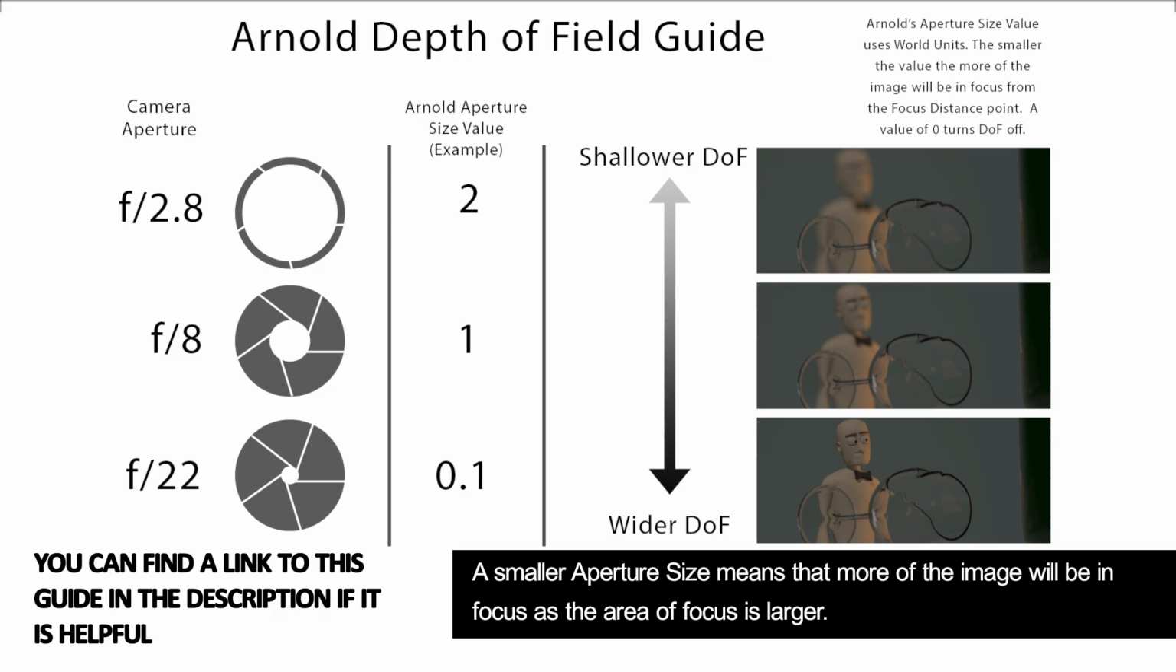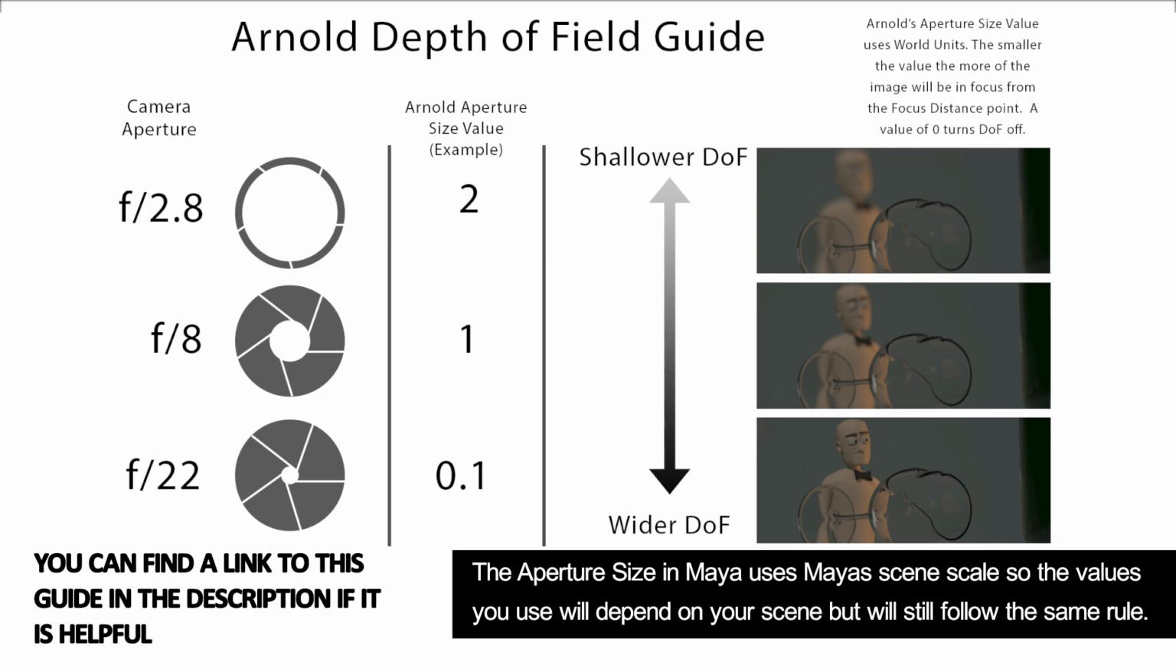So at 2, our character is more blurred than they are with a value of 1. And with a value of 0.1, our character is hardly blurred at all, because that gives you a wider depth of field, which means from the focus point, which is the middle of the glass around here, we have a really wide depth of field, which basically means that most of the image is in focus.